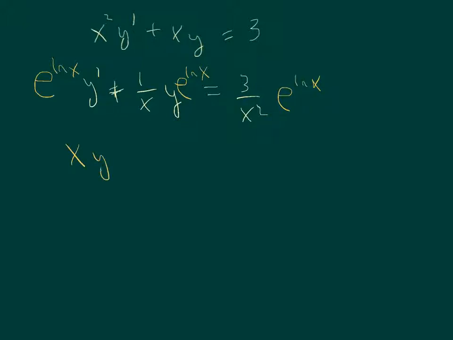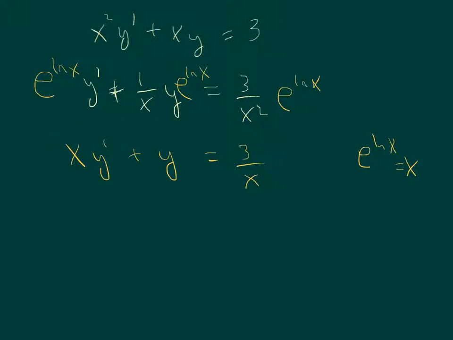x y prime plus y is equal to 3 over x. And that's because e to the natural log of x is just x. So I really just had to multiply everything by x. And I get this differential equation right here.